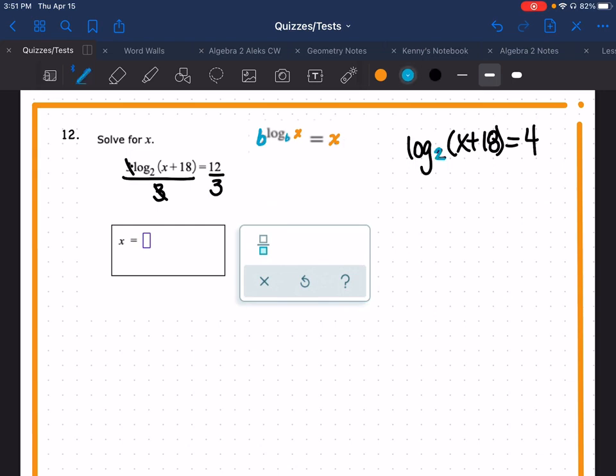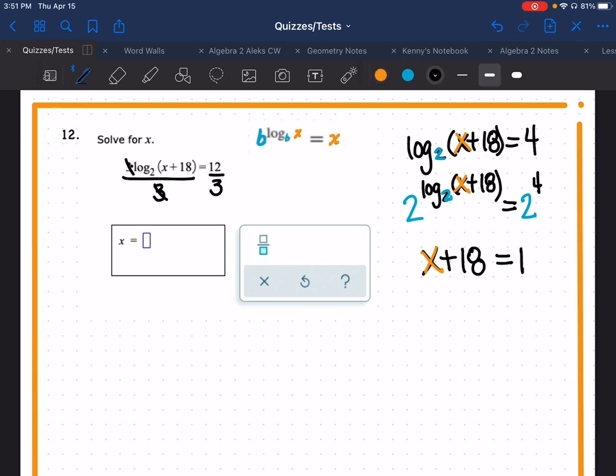I'm going to focus on my base, and I'm going to raise both sides to that power. So the log becomes my power. And I'm going to go 2 to the 4th power. Remember, you're solving for x. These two are going to undo each other because the bases are the same. Okay, so I end up with x plus 18 is equal to 2 to the 4th power. 2 times 2 times 2 times 2, 4 times, is 16.